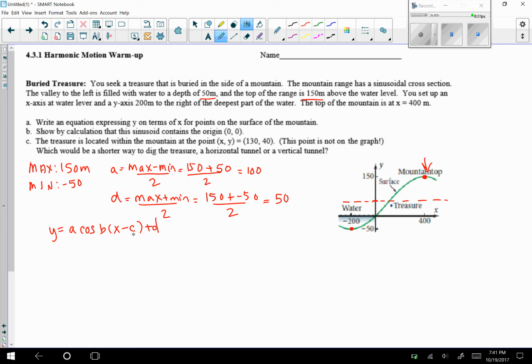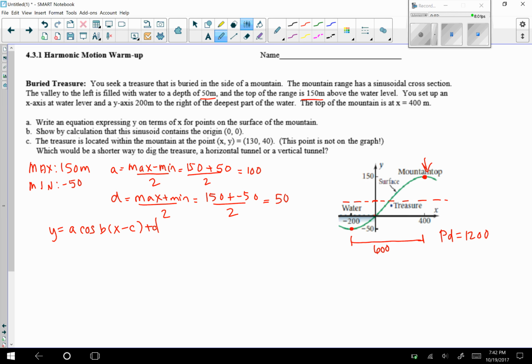We already know our a and our d are amplitude and midline. We need to figure out the b value, but to figure out the b value, I need to figure out the period of my graph. I know that from a max to min, or min to max in this case, that would be half of a wavelength. The distance from here to here is 400 and here to here is 200. So 400 plus 200 gives me a distance of 600. Now recall that that's not a full wavelength, that's half a wavelength. So if I want the full wavelength, I would multiply by 2. So the period of our graph is actually equal to 1200.